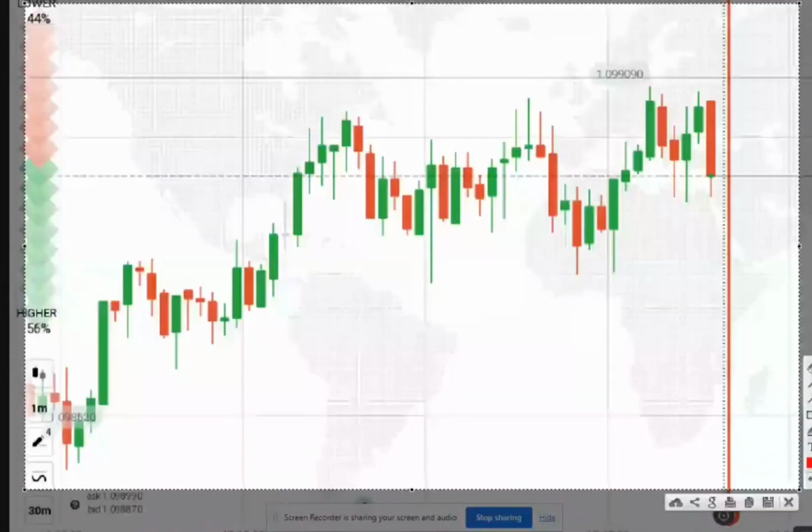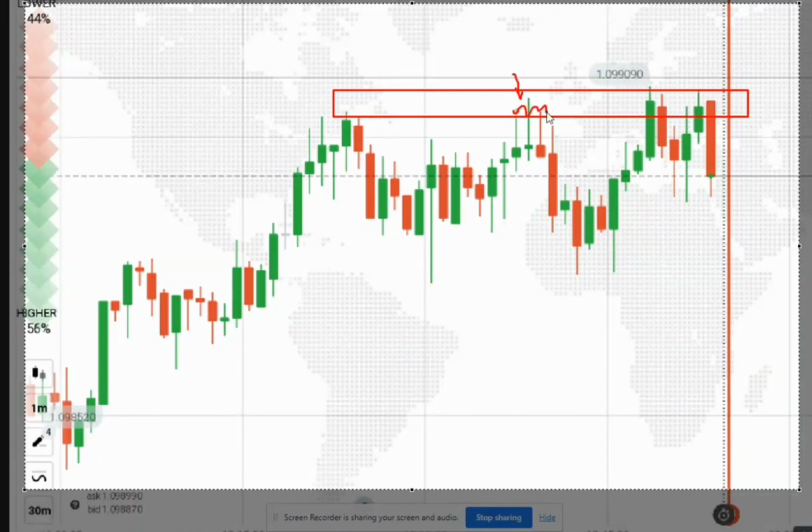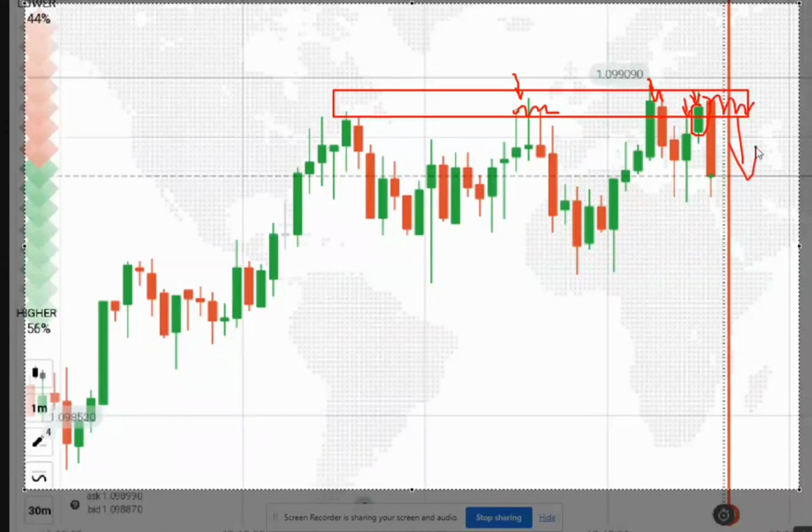This indicates that sellers are already in this area trying to enter the market multiple times, because here we have multiple rejections. Here also we have a rejection, here also, and here also we have a rejection shown. Also, we have this spinning top candle. So sellers have entered the market very strongly.